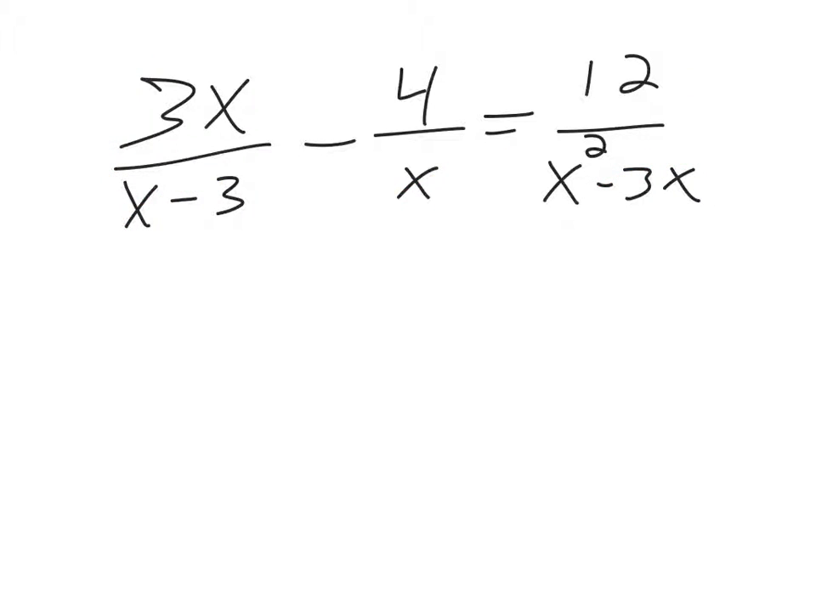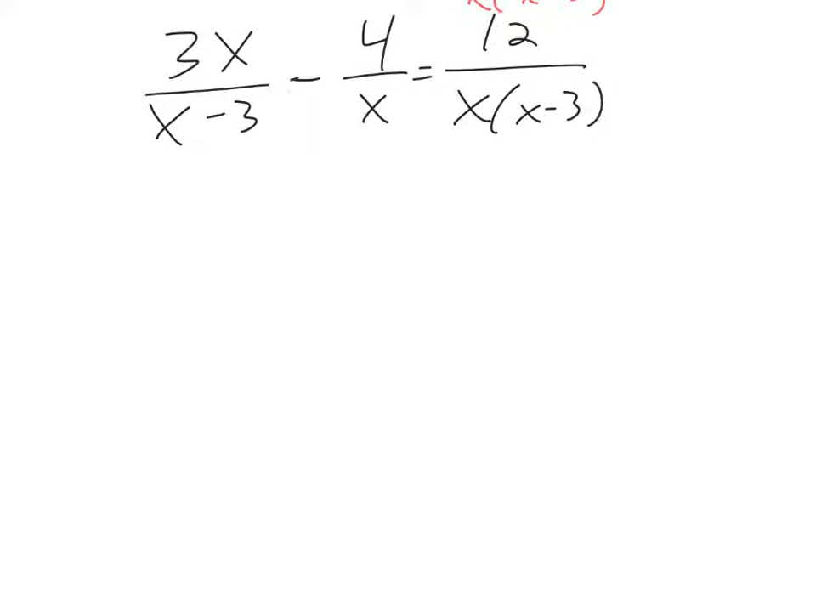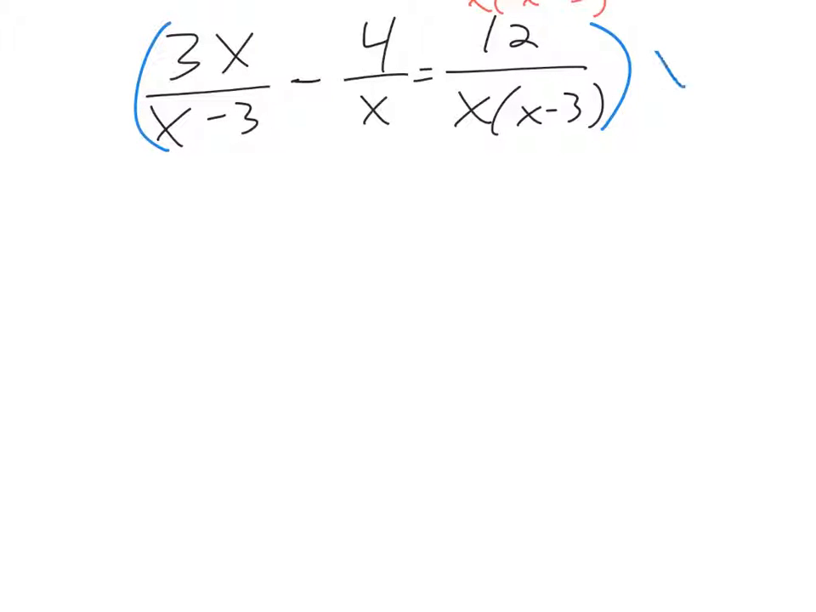What that something is, well, first, you should always factor if you can. And right here, I recognize this to be something that can be factored because you can divide an x out of everything in that expression. So let's rewrite it in factored form. And now that it's factored, the term we're going to multiply everything by is x, parentheses, x minus 3.